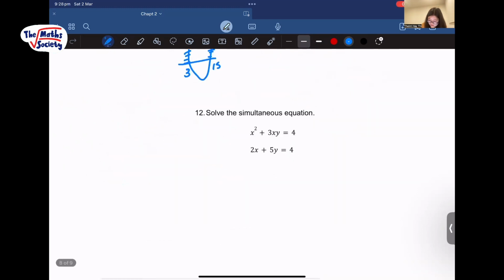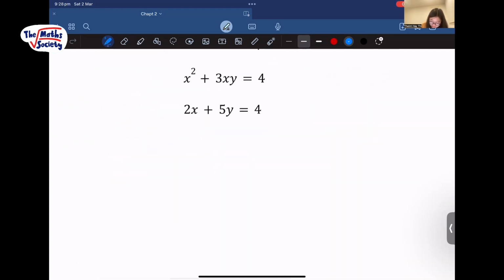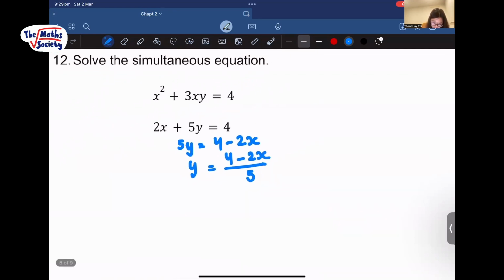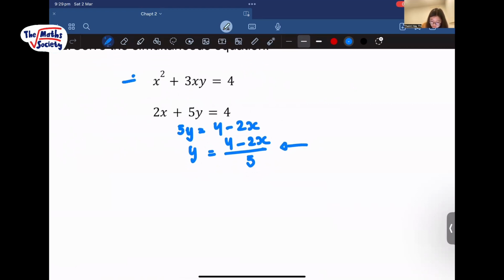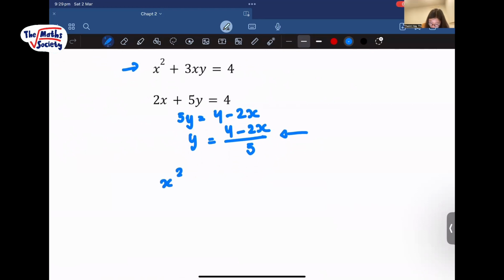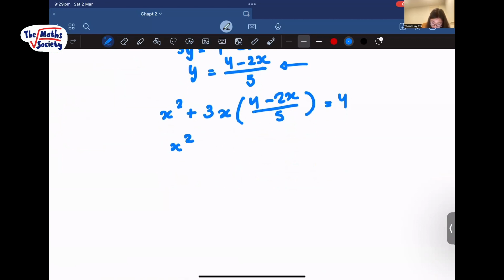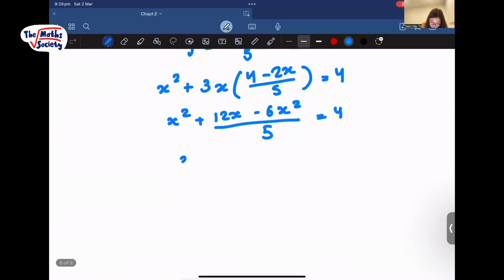Yep. And then this is just solving the simultaneous equation. We'll try to find y first. So 5y equals 4 minus 2x, y equals 4 minus 2x over 5. Yep. And then we can substitute this y into here, because finding x would be a little bit more difficult. So we have x squared plus 3x times 4 minus 2x over 5 equals 4. So we have x squared plus 12x minus 6x squared divided by 5, which is equal to 4. And then we'll have x squared plus, x squared minus 6x squared, which will be 5x squared.